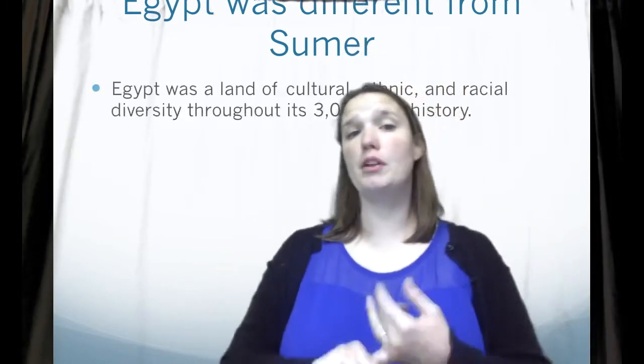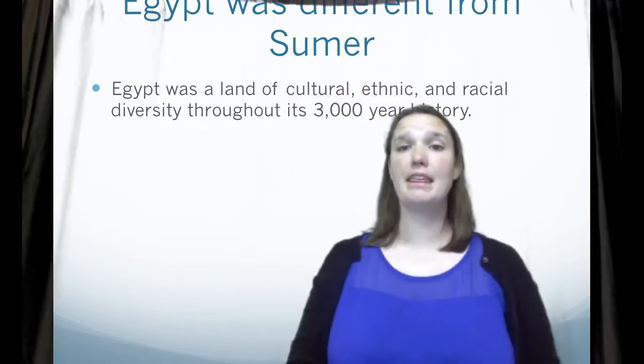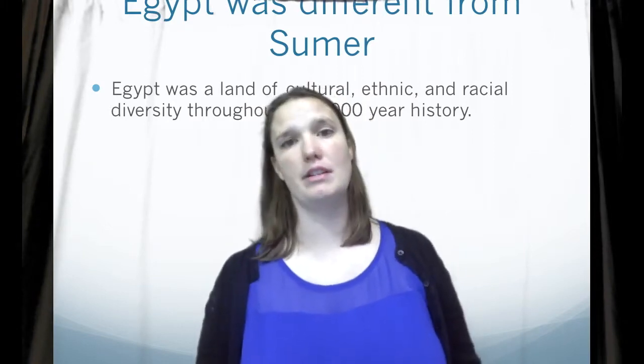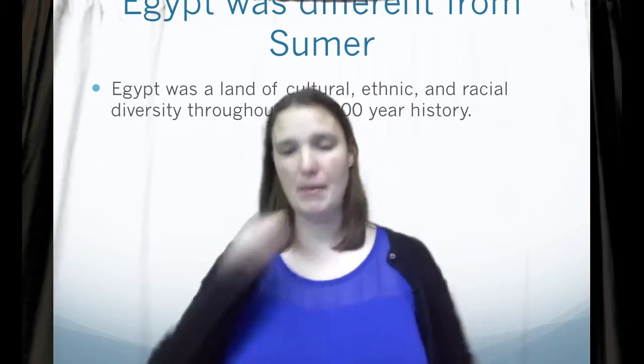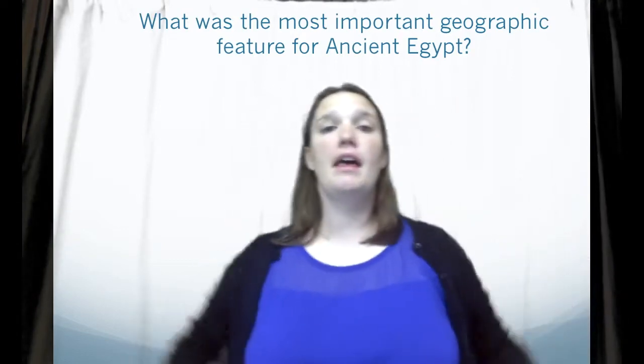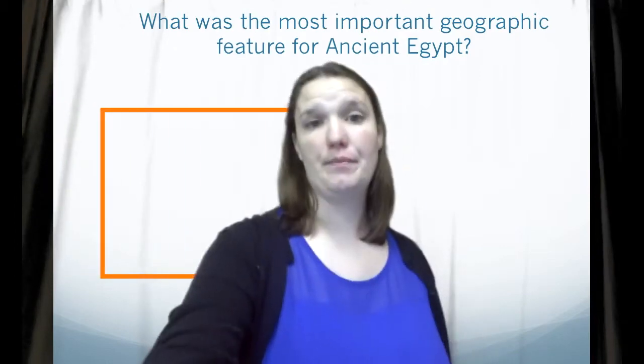First of all, we want to know that Egypt was a land of culture and ethics and racial diversity throughout its 3,000-year history. Wow, that's a long time. So we want to know what is the most important geographic feature in ancient Egypt. The most important thing is the Nile River.